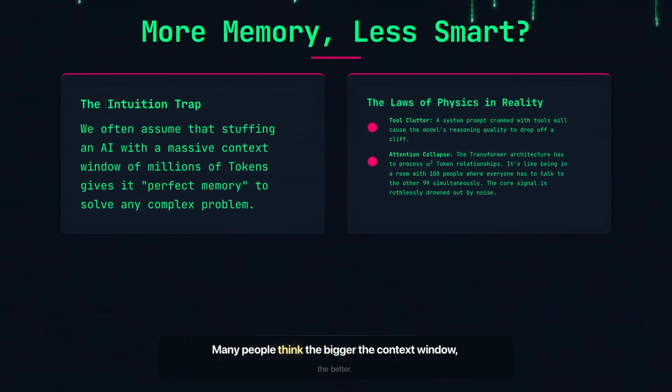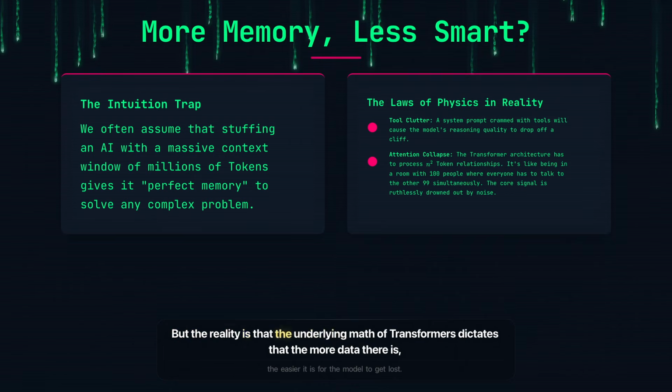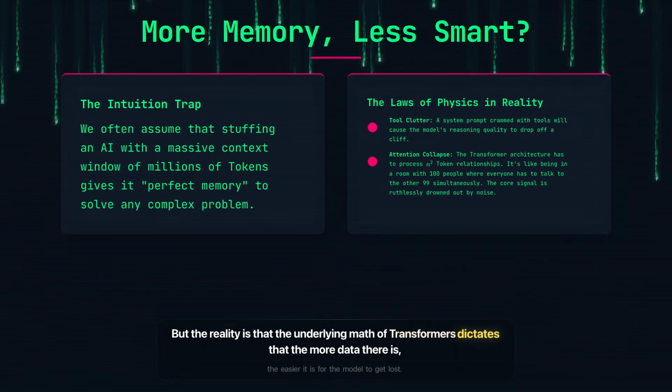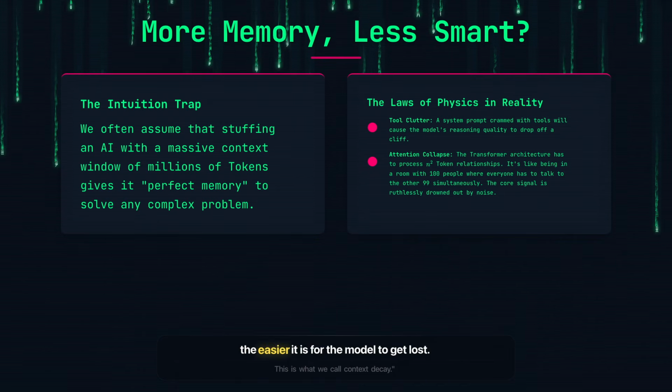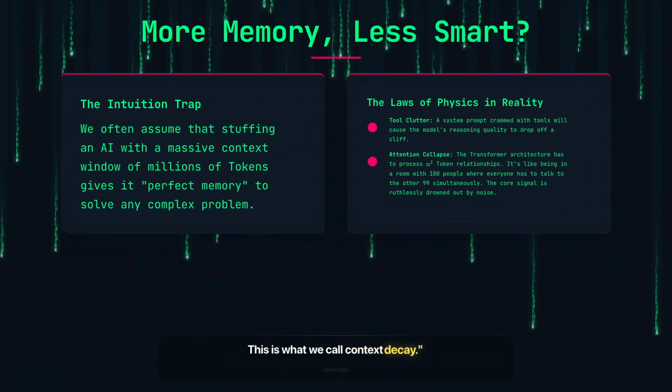Many people think the bigger the context window, the better. But the reality is that the underlying math of transformers dictates that the more data there is, the easier it is for the model to get lost. This is what we call context decay.